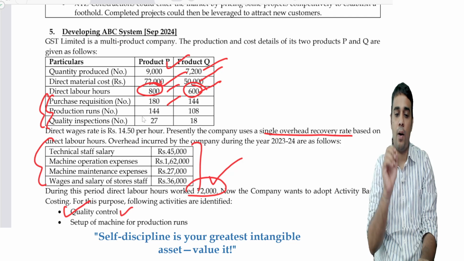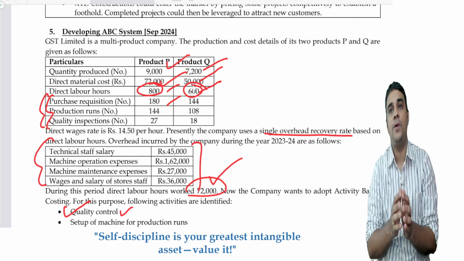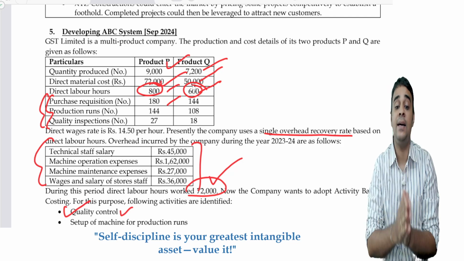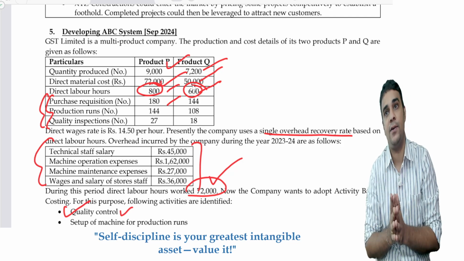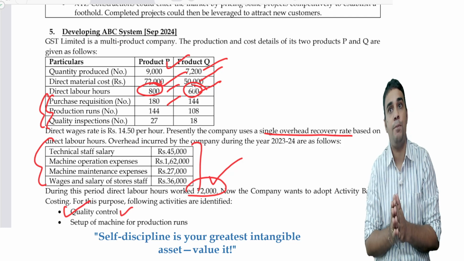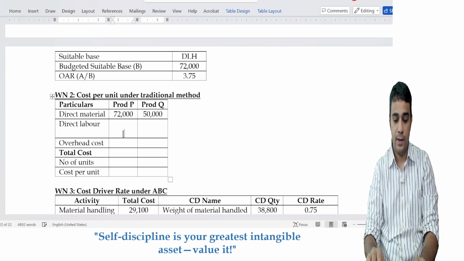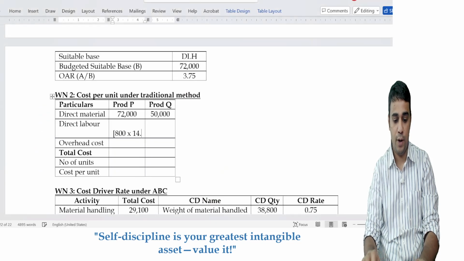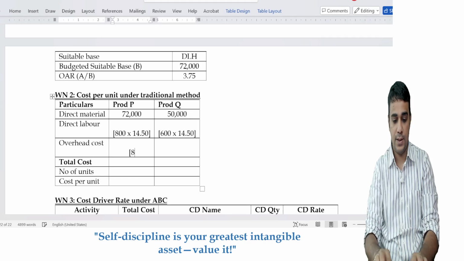Direct material cost for product P and Q is 72,000 and 50,000. Labor cost 800 into 14.5 and 600 into 14.5. Overhead is 800 into 3.75 and 600 into 3.75, where 3.75 is what we calculated. Please write it.